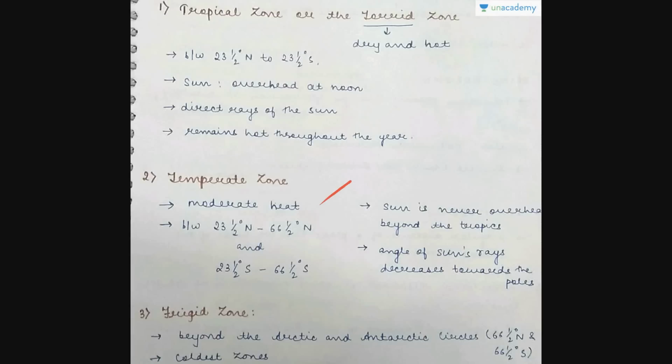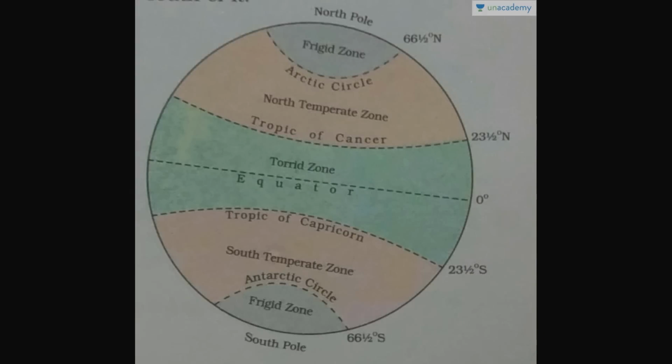Temperate receives moderate heat. These are the latitudes, and the sun is never overhead beyond the tropics and the angle decreases towards the poles. Frigid is the coldest zone, and these are the areas. You can see from here also the degrees are mentioned.